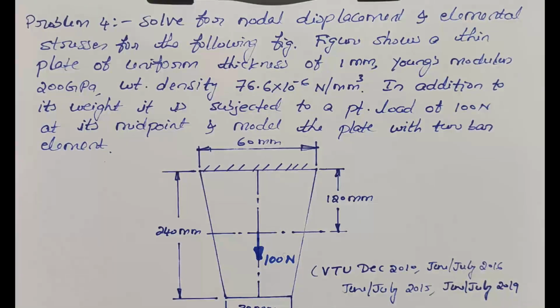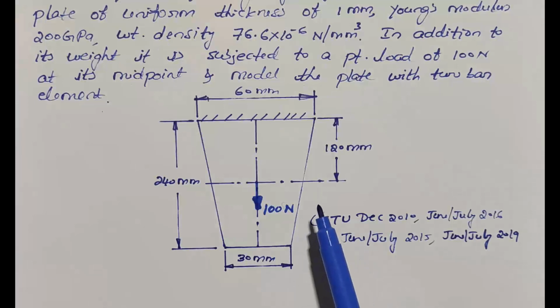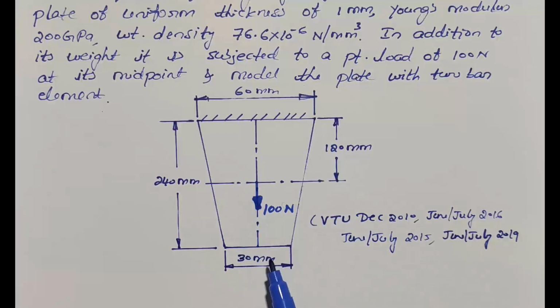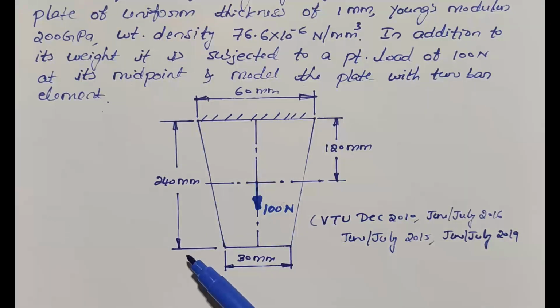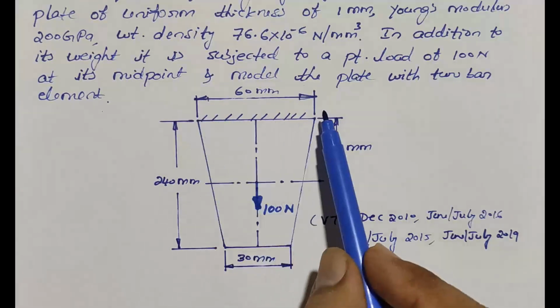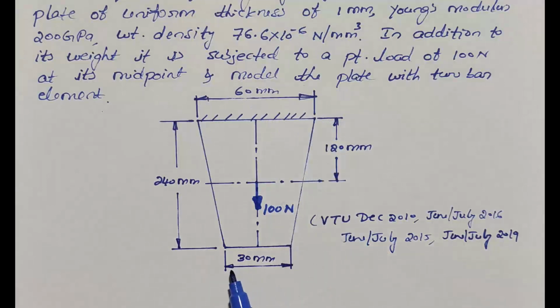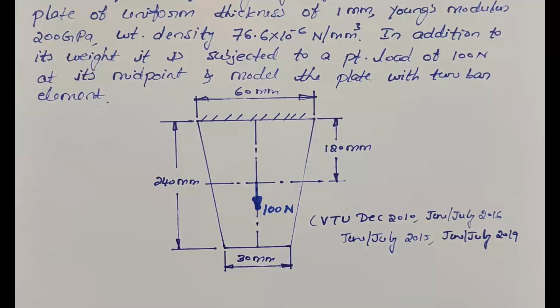See, this is the figure given. See, it is a uniformly tapering bar. One end of the bar is fixed. The total length of the bar is 240 mm. Here, instead of giving the cross section area in the problem, width is given. At larger end, the width is 60 mm and at the smaller end, the width is 30 mm. And thickness of the bar is given. The bar is having uniform thickness of 1 mm. So width is given and thickness is given so that we can calculate the cross sectional area.